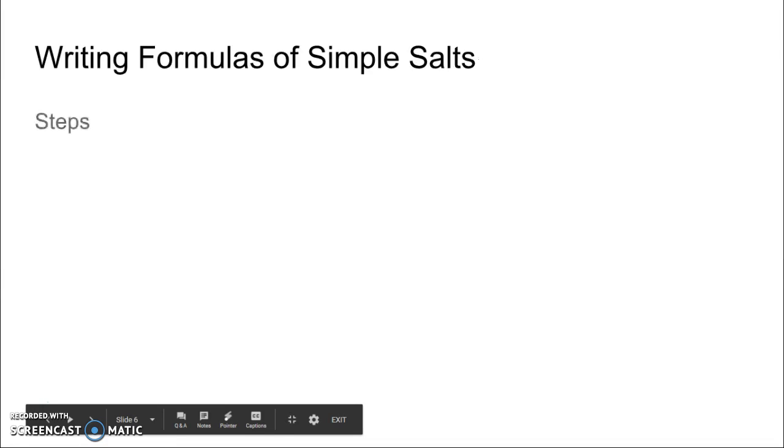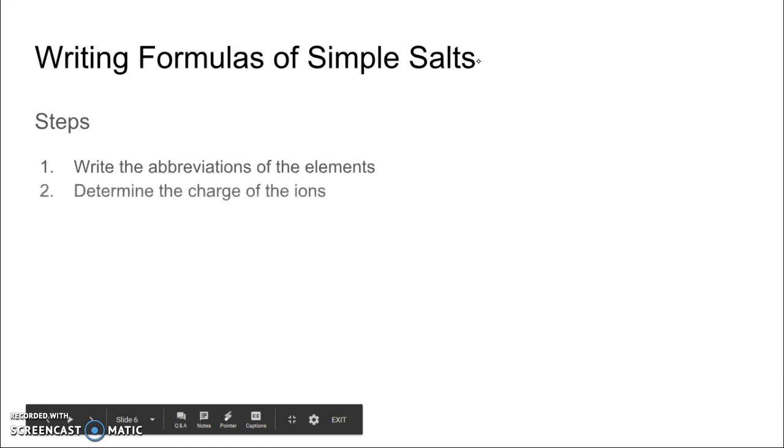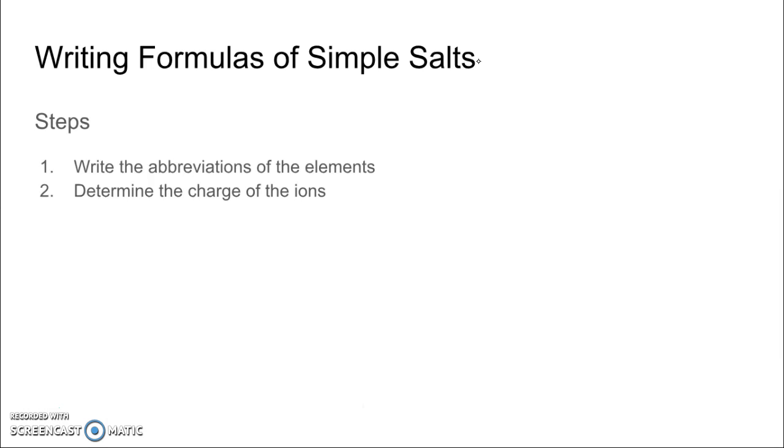Okay, so writing formulas for simple salts. Let's write out the steps. The first one is write the abbreviations of the element. So if you have the name, you can look up what abbreviations those have. Then step number 2, you determine the charge of the ions. You have to look at how many valence electrons it has, how many does it want, and in that process it gets this charge. So we need to find out what that charge is for our answers.